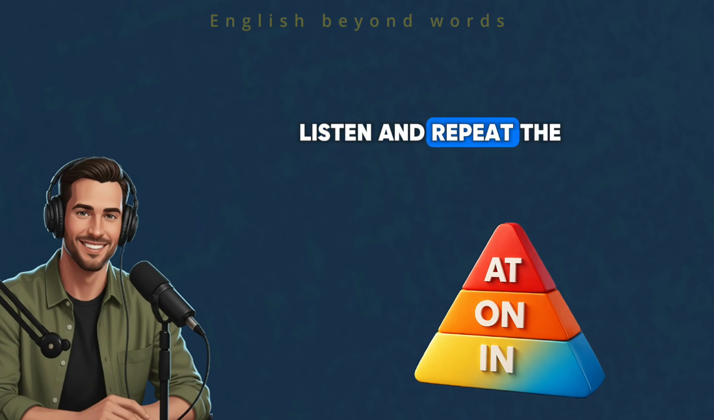Listen and repeat. The book is on the desk. Now you. The book is on the desk. Good. There's a picture on the wall. Repeat. There's a picture on the wall. Nice. Your glasses are on the table. Your turn. Your glasses are on the table.